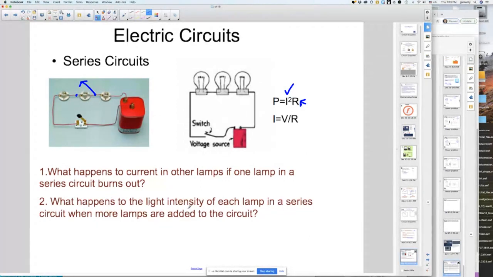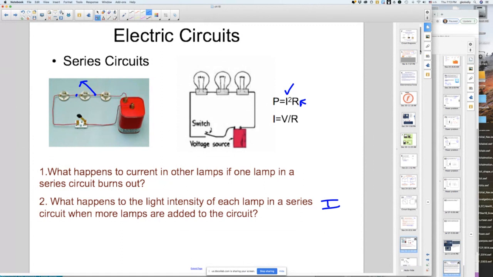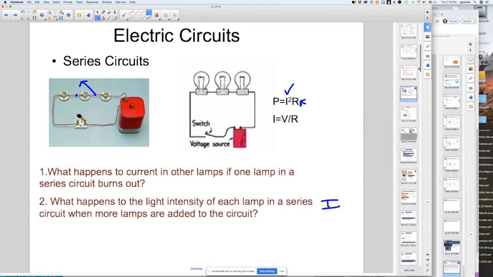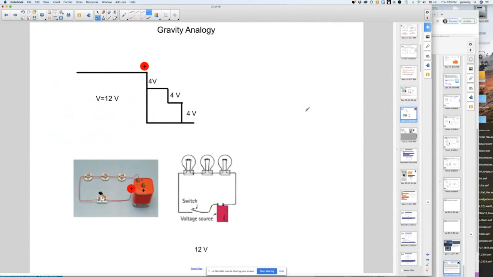We're going to try to answer what happens to the light intensity of each lamp, or what happens to the current as we add more bulbs into the circuit. So let's take a look. This is the analogy we use. Let's assume that these light bulbs are identical and they're connected to a 12-volt battery.